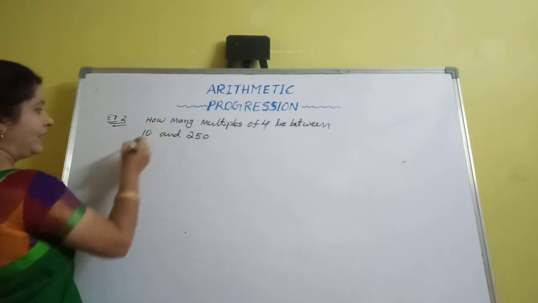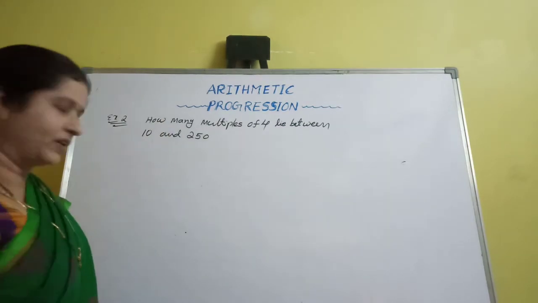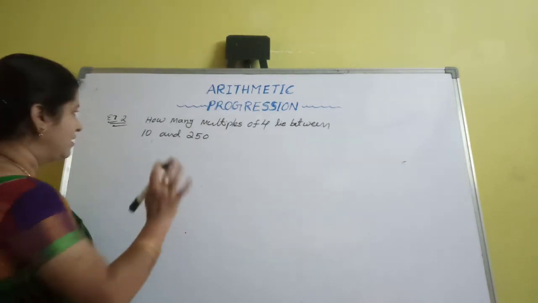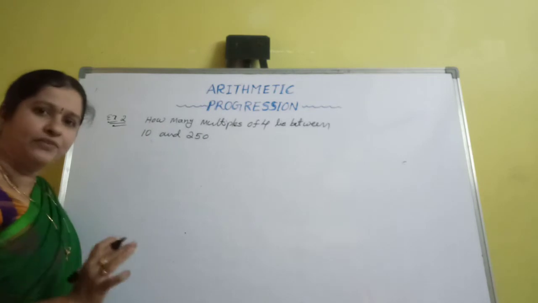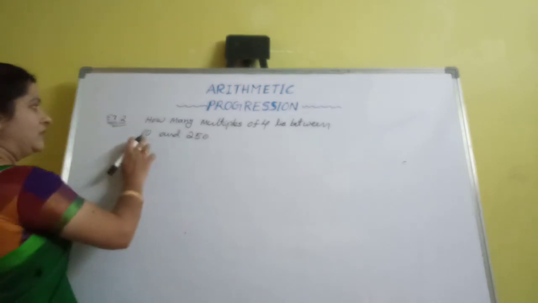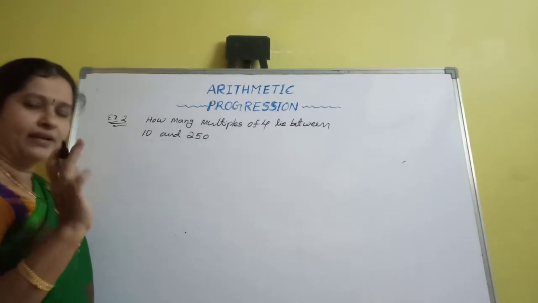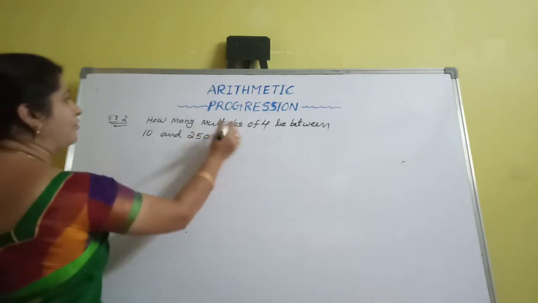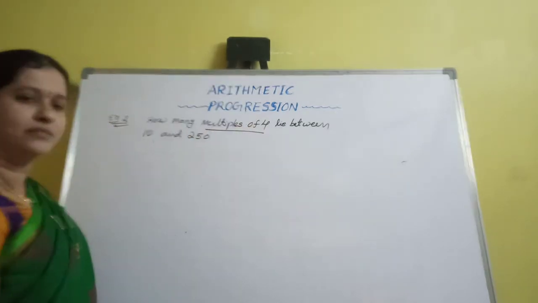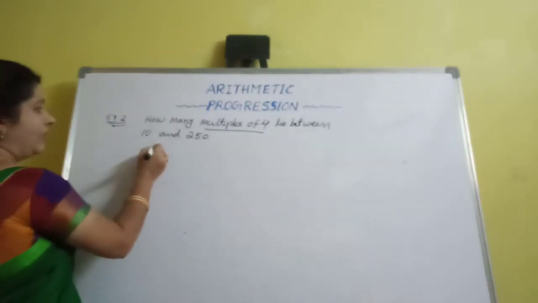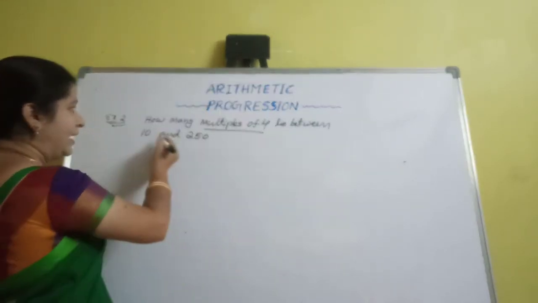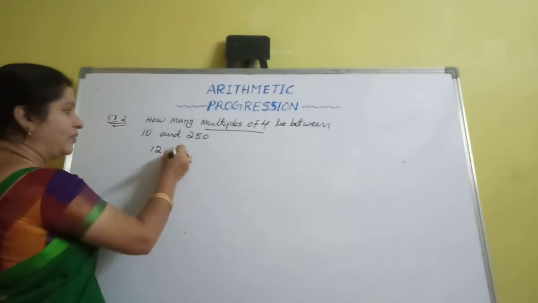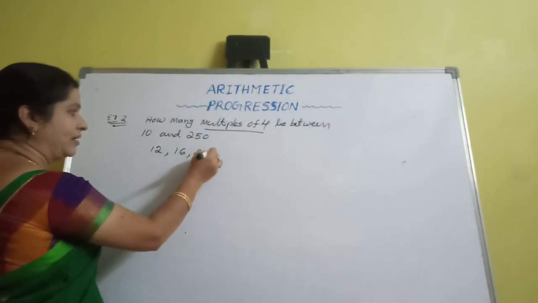So let us find the series of the statement first. What is the series? What is the first term of the series? The given numbers lie between 10 and 250. So 10, the first number is 11, it is not a multiple of 4. Here the given condition is multiples of 4. So the first term is 12. 12 is a multiple of 4. Next again, 4 threes are 12, 4 fours are 16, 4 fives are 20.